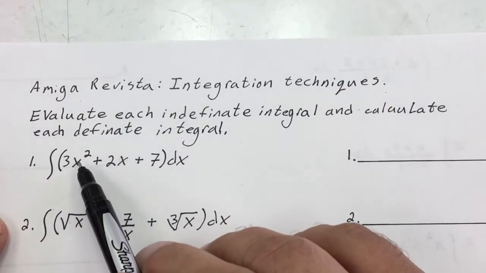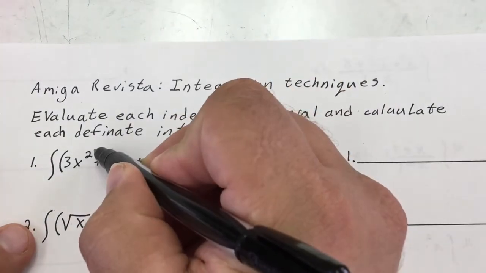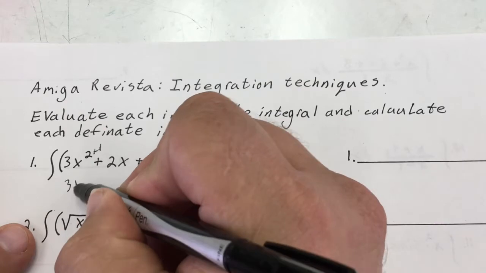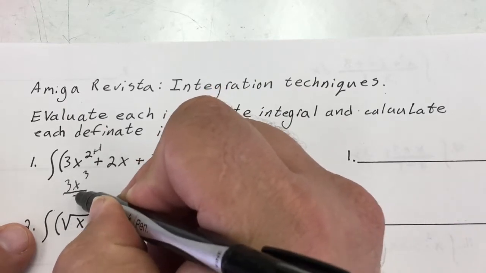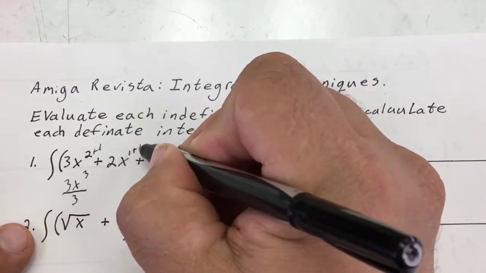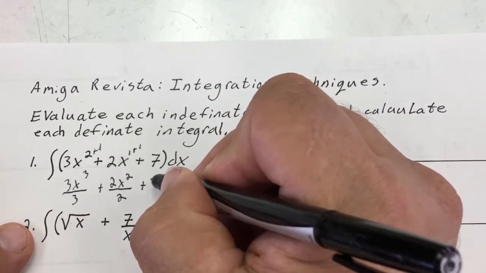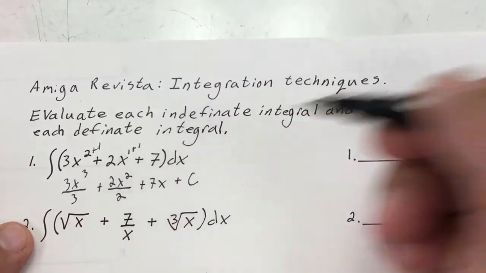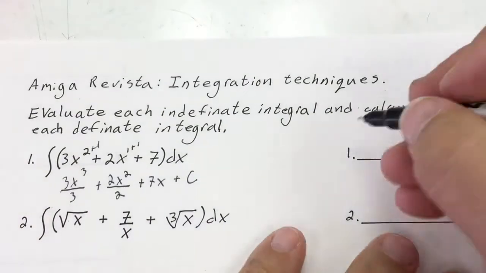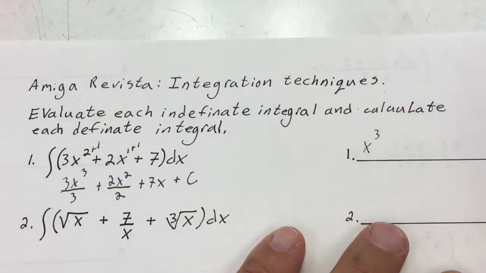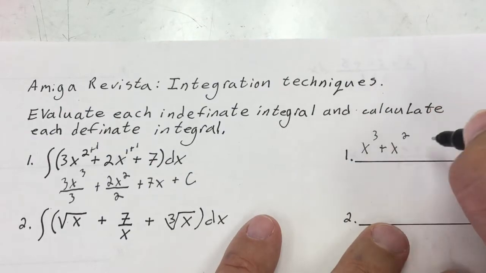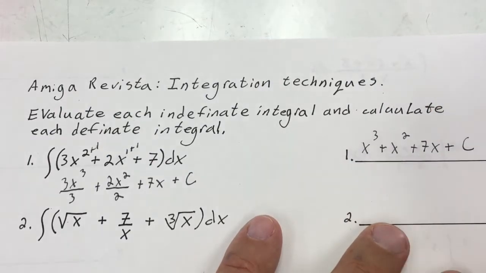Evaluating the indefinite integral. Just going to add 1. That's going to give me 3x cubed. Then you divide by the power over 3. Don't forget to add 1 to the 1 there. This is going to give me 2x squared. Divide by the power plus 7x. Don't forget to add the c. So that's going to generate a final answer of x cubed plus x squared plus 7x plus c.